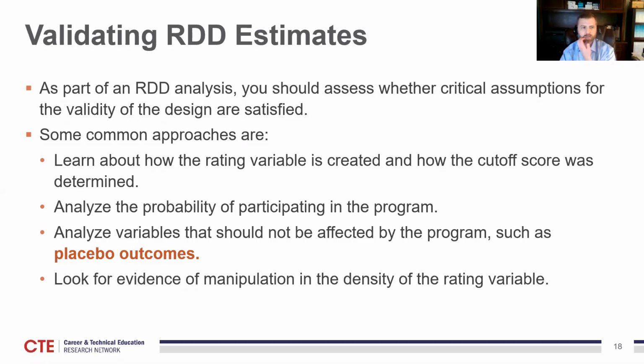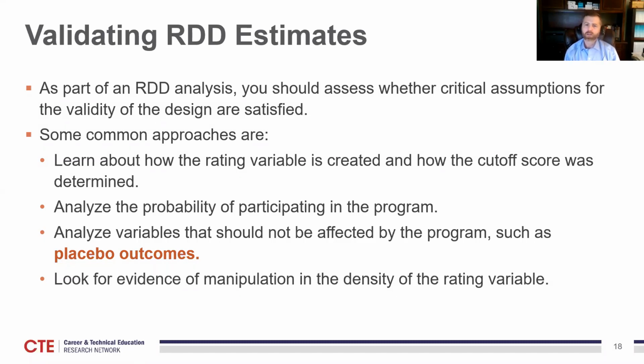And then the last type of test listed on this slide is to look at the density of the rating variable. What you're looking for here is whether there's any evidence that individuals were able to manipulate those scores so that they could just get past that threshold. If that's not the case and you have a good design, then in a really small window around that cutoff, you would expect the number of observations with scores just below and just above the cutoff to be roughly the same. It's almost as if in that small window around the cutoff score, individuals were essentially assigned at random. That's what you would expect to see.